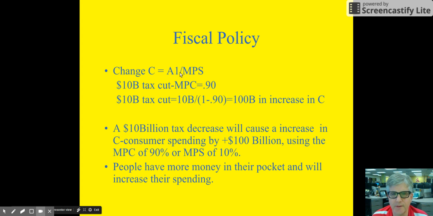So a change in C equals ΔT over MPS. So a $10 billion tax cut, and then your MPC is 0.9. So this is like our sample. So tax cut equals 10 billion divided by 1 over 0.90. 10 billion divided by 0.10 is a $100 billion increase in C. This is also your increase in GDP. A $10 billion tax cut will cause an increase in consumer spending by $100 billion using the MPC of 0.90 or MPS of 0.10. People have more money in their pocket and will increase their spending.